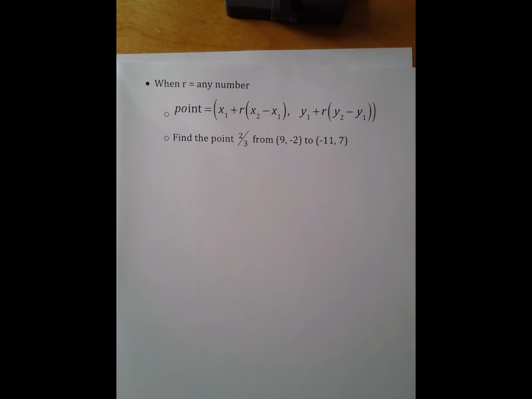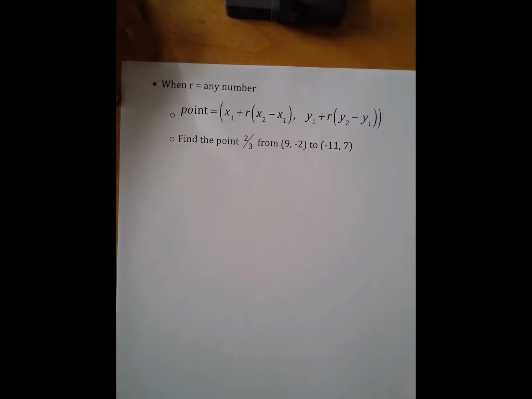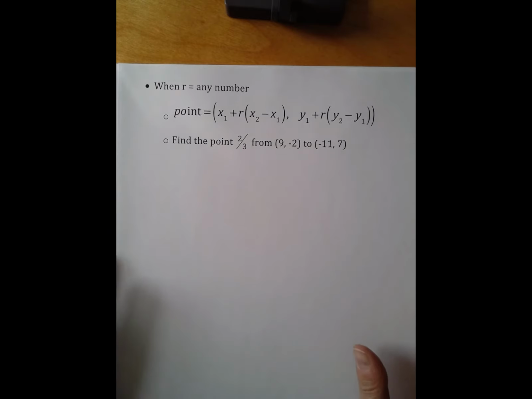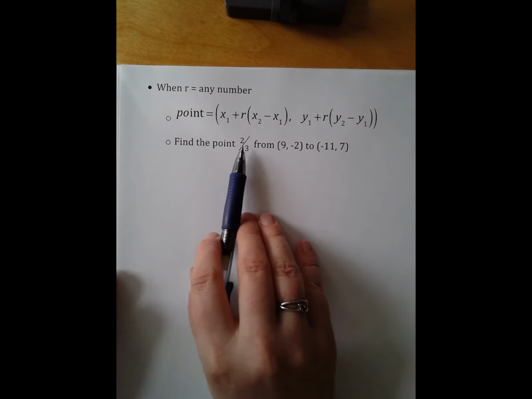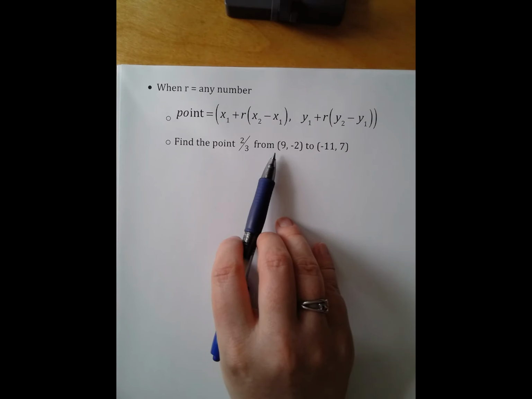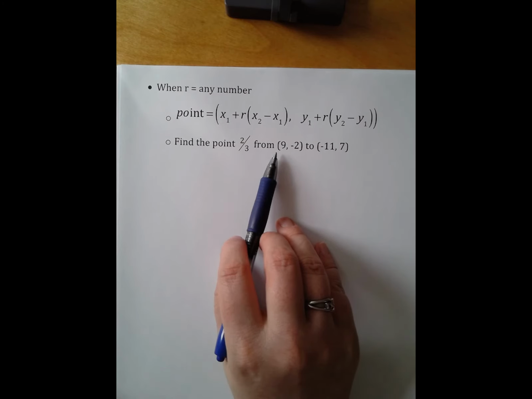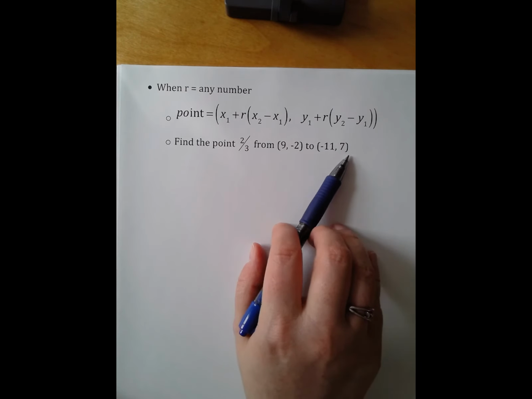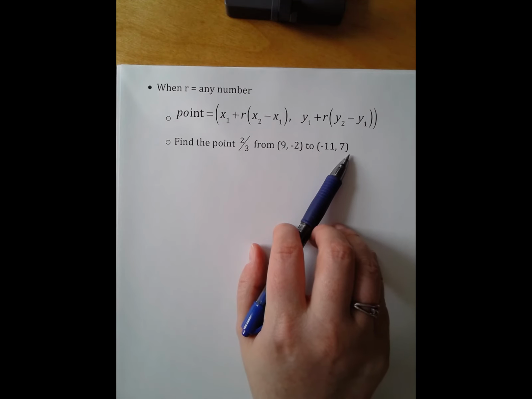So now let's look at a second example. For this example, we are looking at the problem for when we have an r not equal to 1/2. In this case, our r is 2/3, and we're looking at it from the point 9, -2 to the point -11, 7. So the points are actually the same as the ones we just used in the first example.